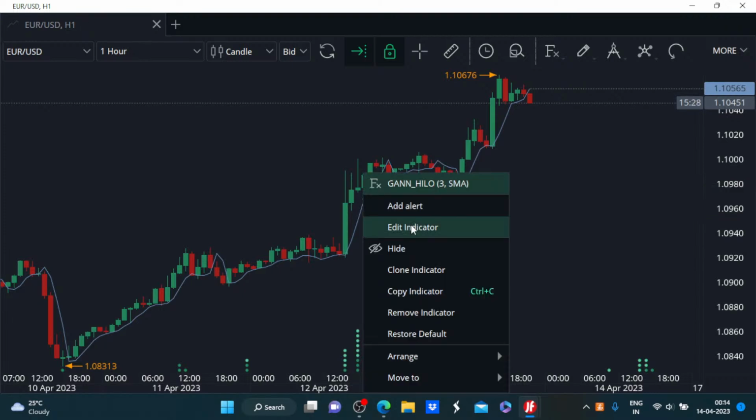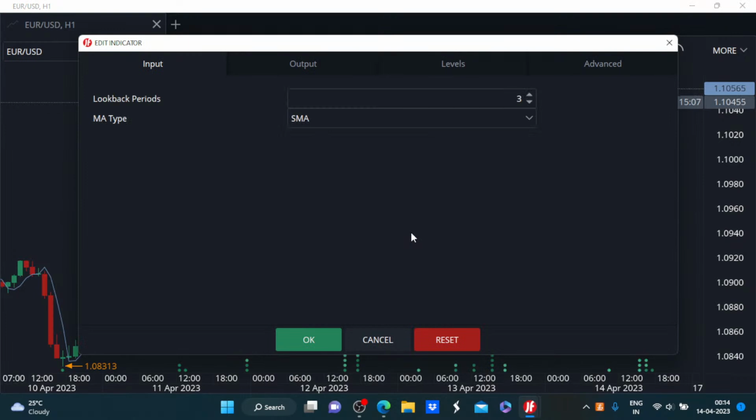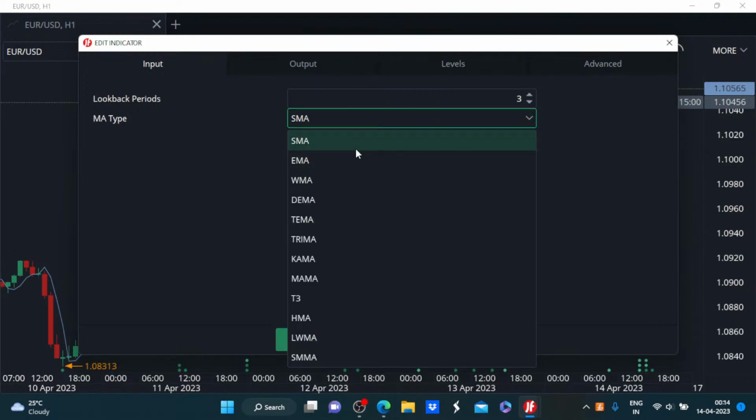Let me now explain some editing options. Here the combination is 3 and SMA. If we go for the edit indicator option, you will see that we can vary the moving average type. We can go for all these types of moving averages: SMA, EMA, WMA, DEMA, TMA. So these options are there.